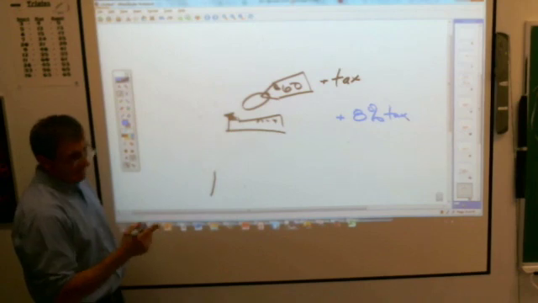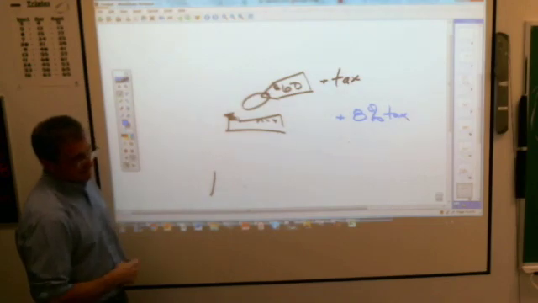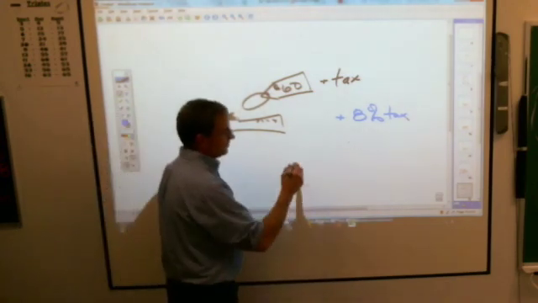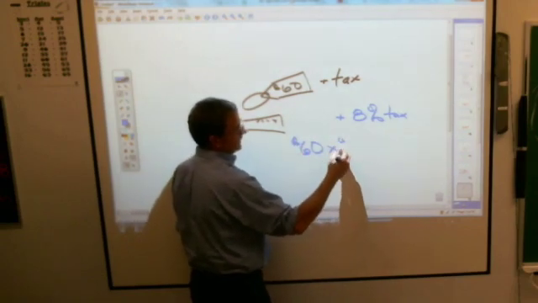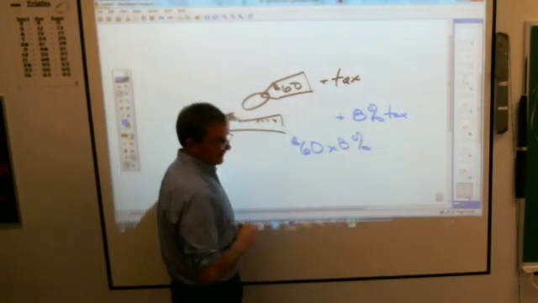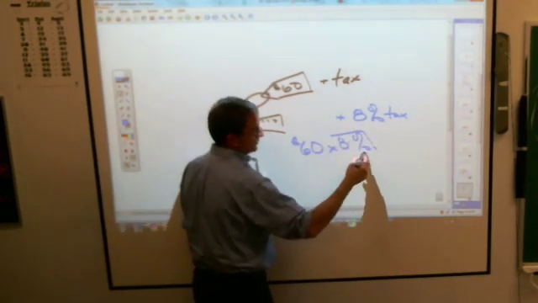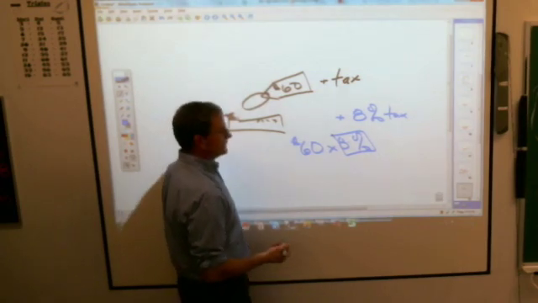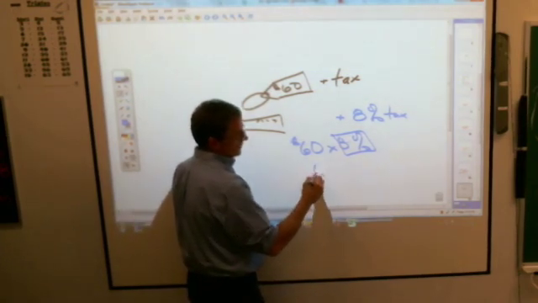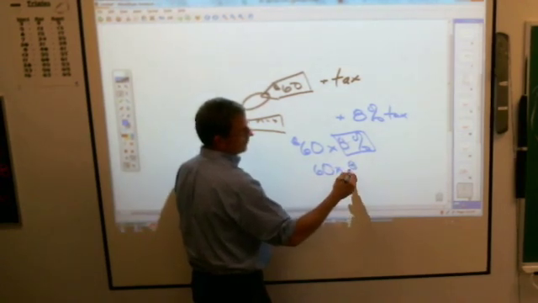So that means 8 cents out of every dollar, 8 out of 100 cents, you have to pay in tax. So your $60 bill, you have to multiply that by 8%. And again, we don't do percents when it comes to operations, so you either need to change it to a fraction or a decimal. Let's go fraction just for this one. You need to multiply 60 times 8 over 100.